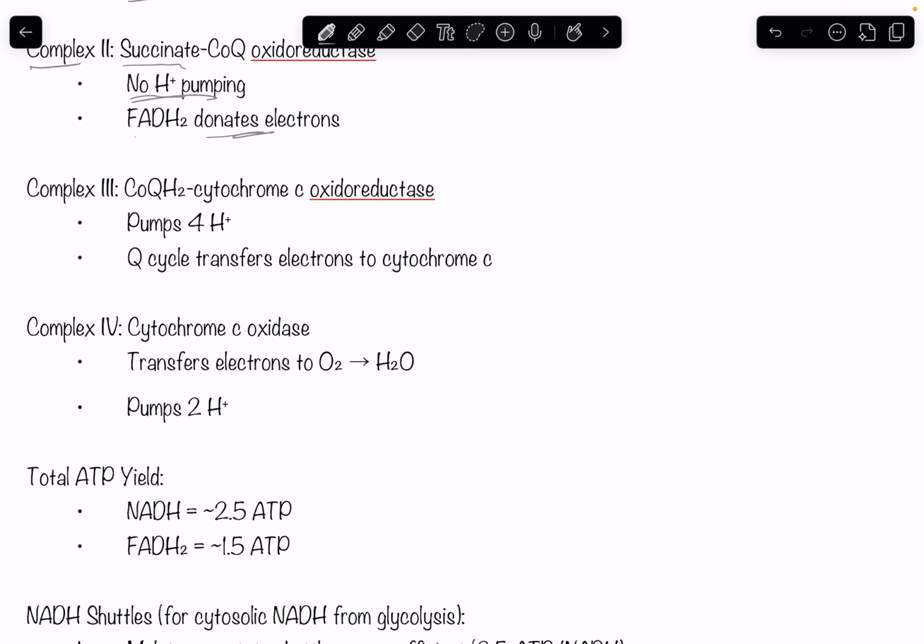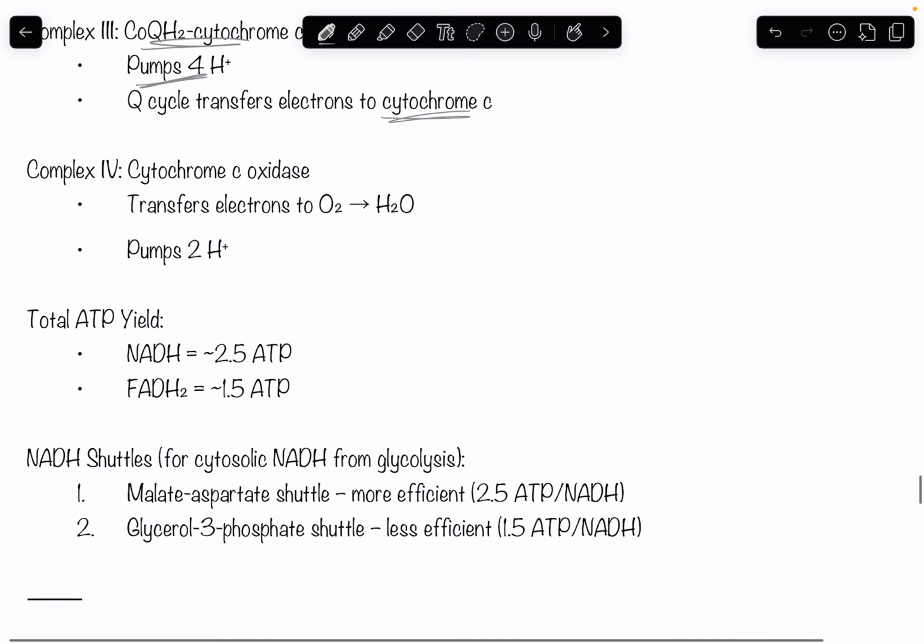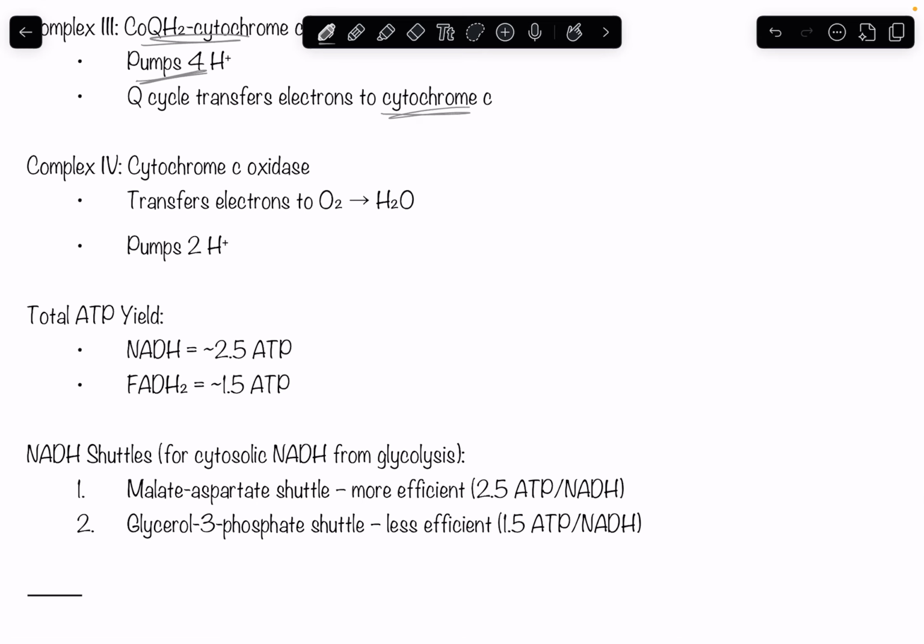Complex 3, again, I would just call this cytochrome C oxidase, okay? Because on your exam, they will not be calling this complex 3. They will actually say it by the name. I did that full length yesterday, and literally, they had it by the name instead of complex 3. So what you need to know is complex 3 pumps 4H plus, and then the Q cycle transfers electrons to cytochrome C. Next, we can go over complex 4.